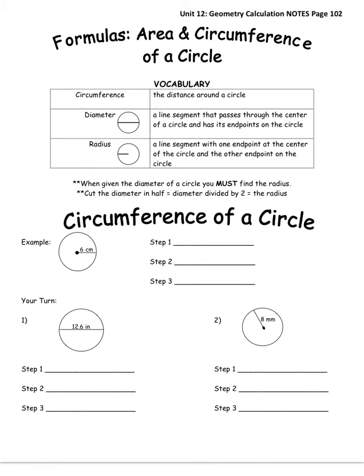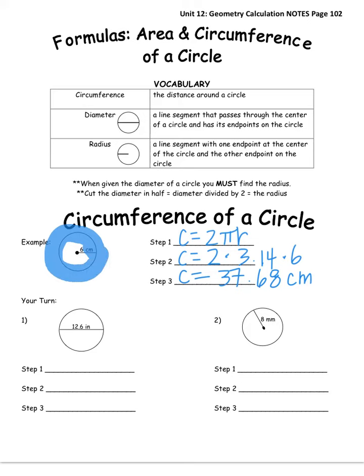Let's try some examples. Circumference is 2 pi r. So start by writing the formula. So 2 times 3.14 times 6. That gives you 2 times 3.14 is 6.28. 6.28 times 6 is 37.68 centimeters. So circumference is just like the distance around the circle.